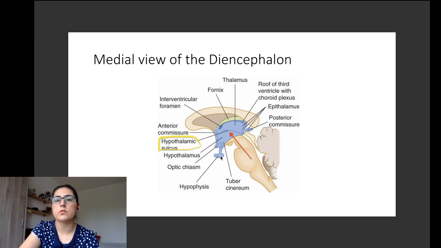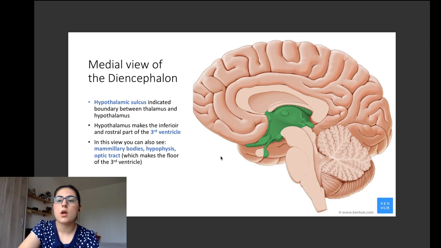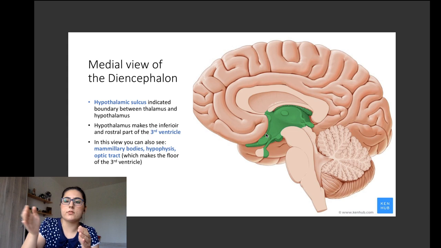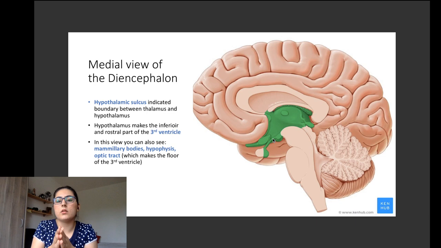What else can I see on my medial view? On my medial view, again, you cannot really see the third ventricle because the third ventricle is actually a space. So over here, if I added my other side of my brain and put it together, there would have been a space. So this entire place would have been a tiny space called the third ventricle.